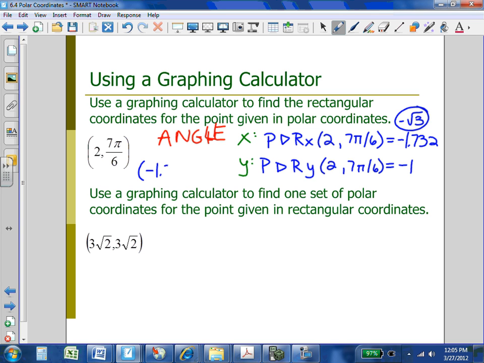Negative 1.732, negative 1. Now this next example is going from rectangular into polar. This is your x, and this is your y. So we're going to use some slightly different buttons on this one.